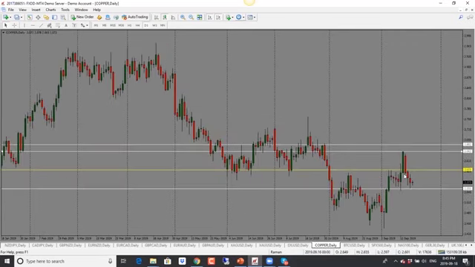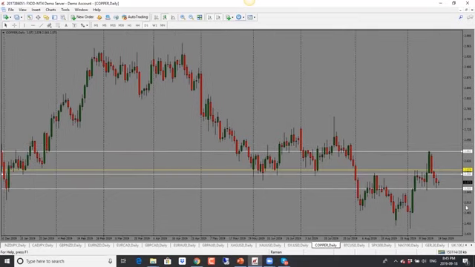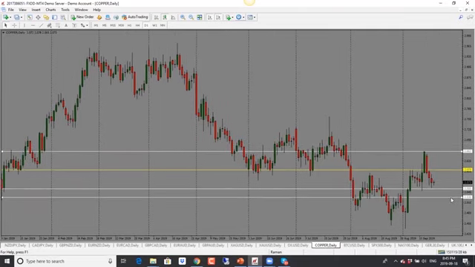Copper is looking bearish as well. We did get to the level that we have been talking about for the last couple of days here, 2.50, and now next target would be... 2.55 was the first target. We are already there. Next target is 2.52.